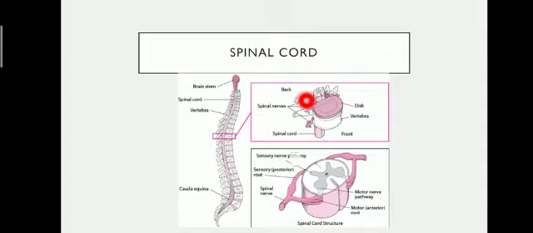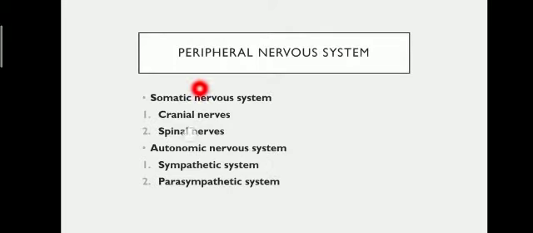Okay, so this is the work of a spinal cord. Let us now talk about the peripheral nervous system. The peripheral nervous system consists of two types of system: somatic nervous system and autonomic nervous system.